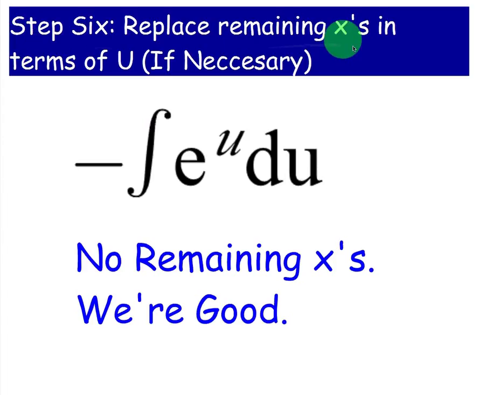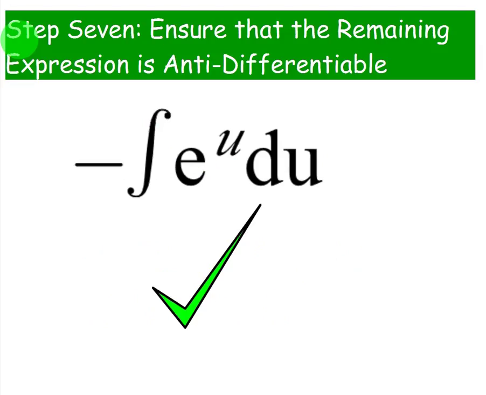Step 6, we're going to replace remaining x's in terms of u if necessary. In this case, it's not. We have no x's, so we can take the antiderivative. Okay, so since there's no x's in here, we can go ahead and take the antiderivative of this. Again, it's going to be very simple. And now, if there were x's, we'd have to ensure, again, for step 7, that you can take the antiderivative. But like I said, it's going to be really easy.